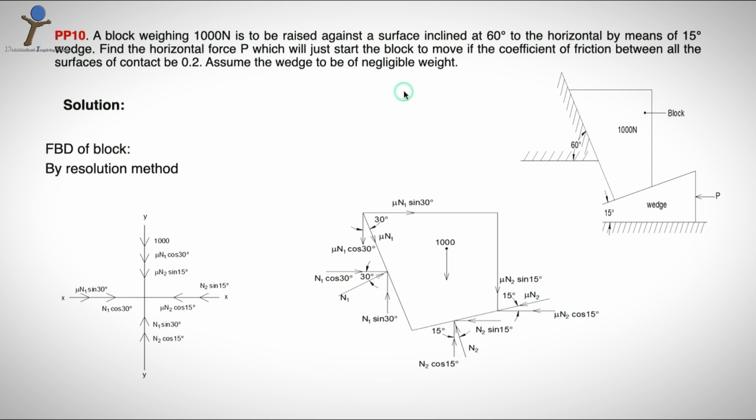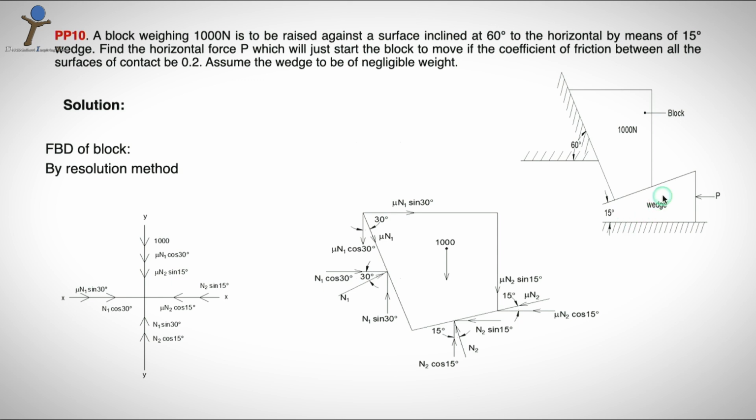Now let's understand the problem. The problem says that there is a block, as shown in the figure, which is of 1000 Newton and is resting on a surface which has an inclination of 60 degrees to the horizontal, and it is being raised upwards by means of a wedge. This part is a wedge which is at an angle of 15 degrees to the horizontal.